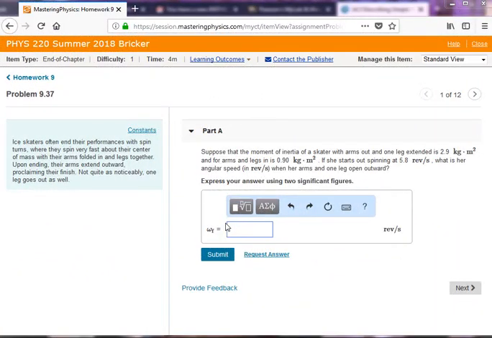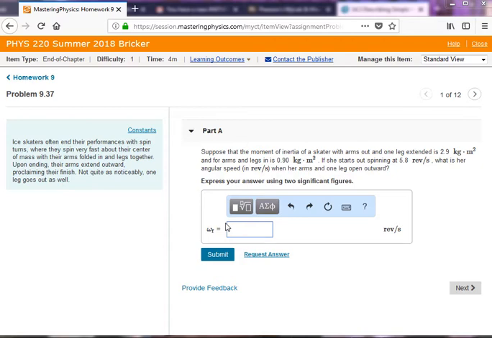Hi, this is Dr. Bricker here with some hints for homework number 9, which covers mostly Chapter 8 and Chapter 14, with one problem from Chapter 9 on angular momentum and one problem from Chapter 10 on rotational kinetic energy.